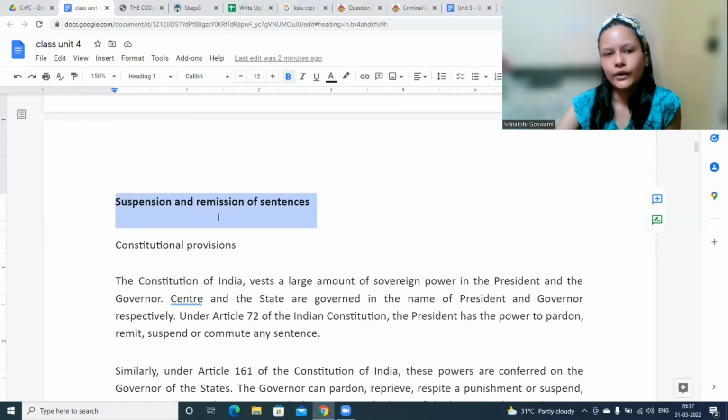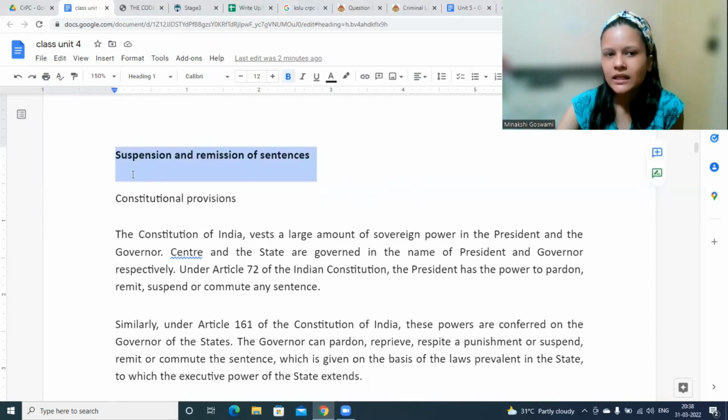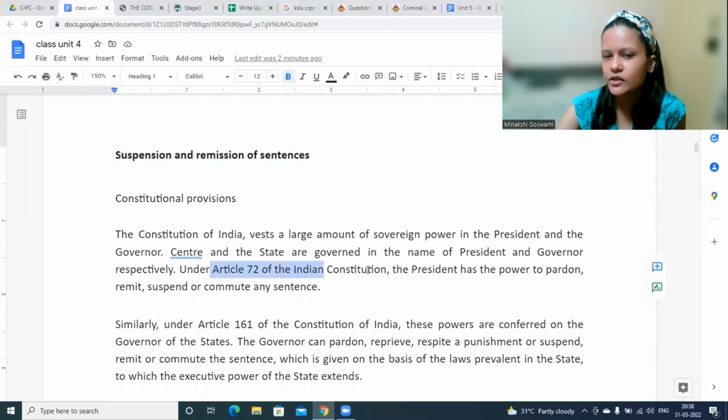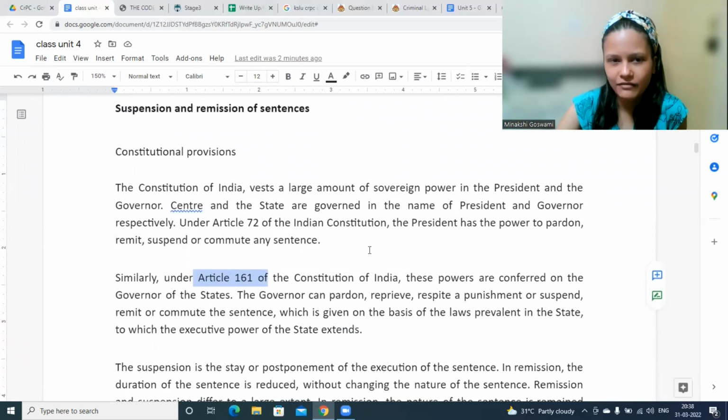Okay, next one we have is suspension and remission of sentences. So in the Constitution as well, we get these provisions. Like you said, only the government has these powers. Yes, you are correct. It's the President as well as the Governor. We get provisions under Article 72 of the Indian Constitution relating to the President, and under Article 161 of Part 6 of the Constitution relating to the Governor. This is Part 5, this is Part 6. We get provisions in the Constitution that they have this power to pardon, remit, suspend, commute, etc.